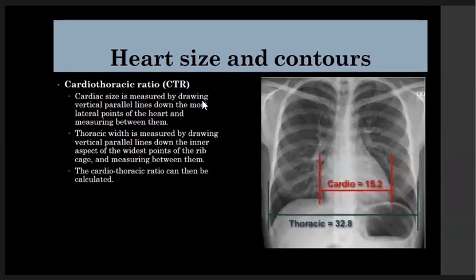Cardiac size is measured by drawing, as we said, vertical parallel lines down the most lateral points of the heart and measuring between them. Thoracic width is measured by drawing vertical parallel lines, as we see here, down the inner aspect of the widest point of the rib cage and measuring between them. And the ratio can then be calculated. This is the cardiothoracic ratio. Vertical line, and vertical line of the inner aspect of the thoracic cage. And it should be less than 50%.